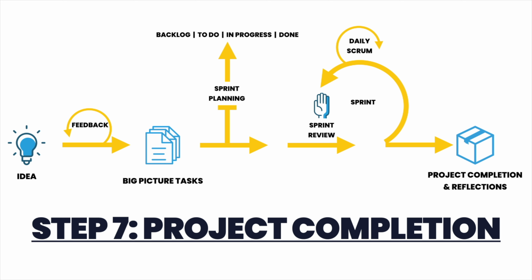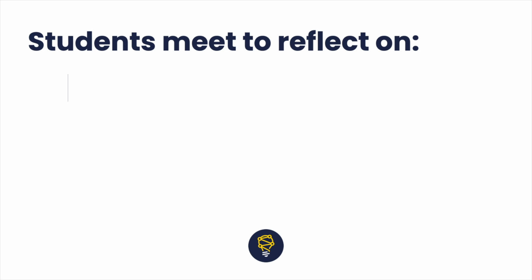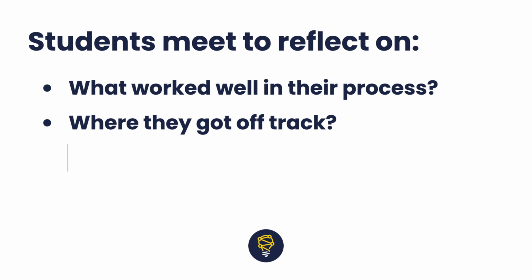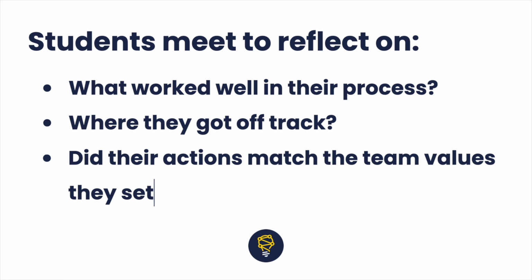Step 7, project completion and reflection. Once the final product is built, there's one last step, team reflection. Students meet and reflect on what worked well in their process, where they got off track, and most importantly, did their actions match the values they set at the beginning? Did they listen, contribute, communicate clearly? This step doesn't just improve the project, it prepares them to be better teammates next time. And that's what real-world skill building looks like.